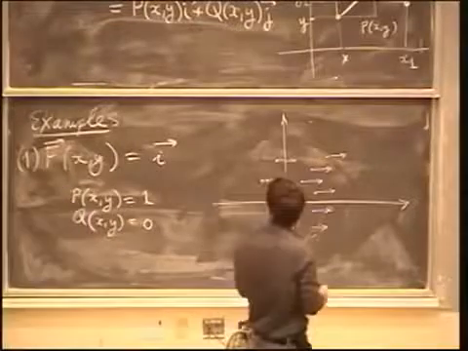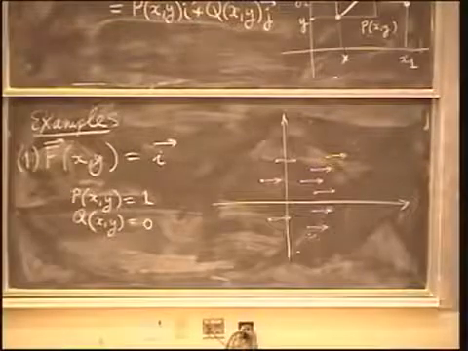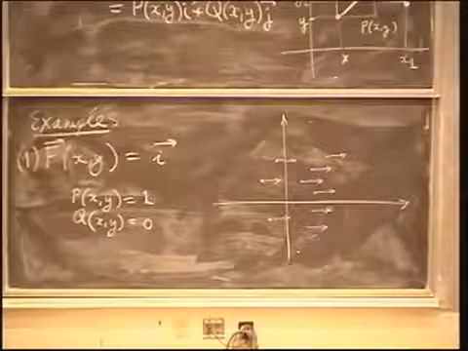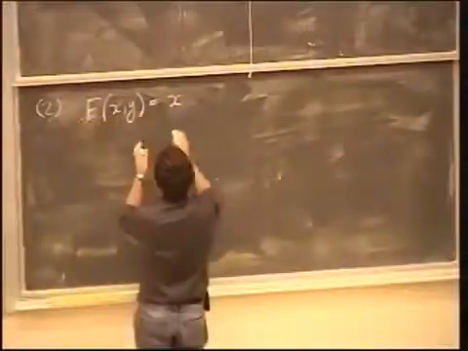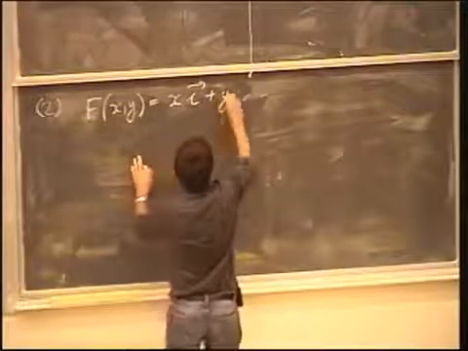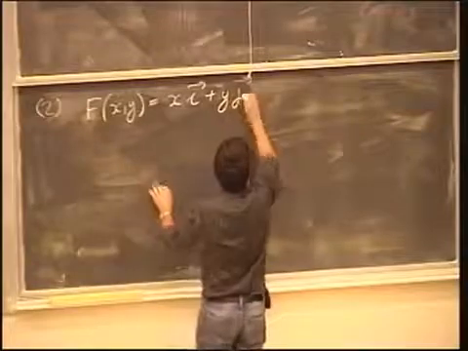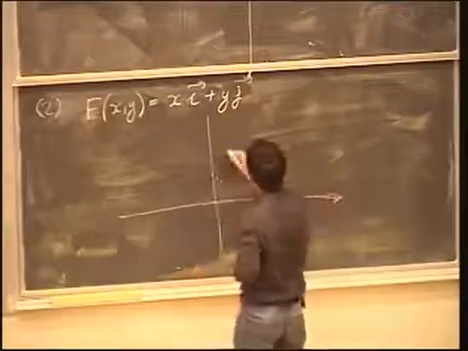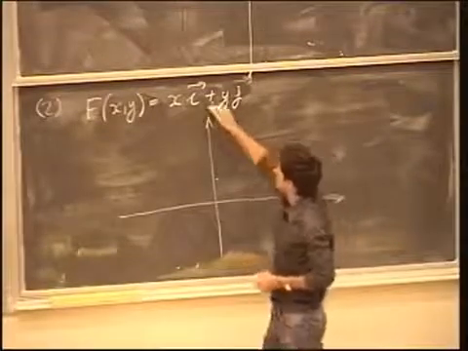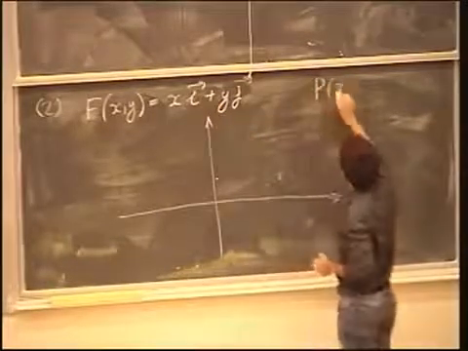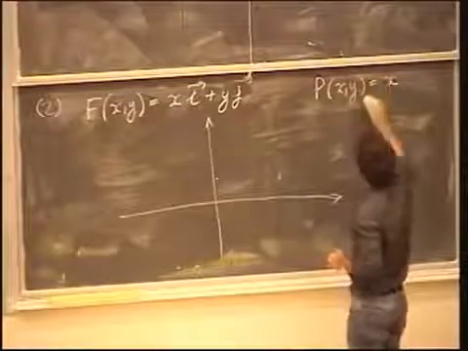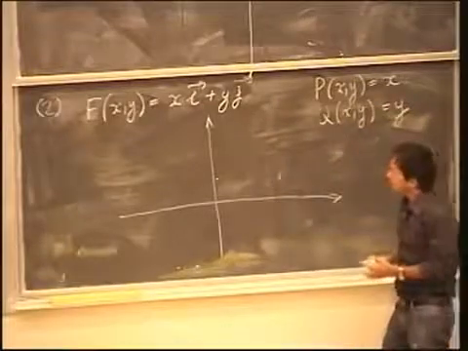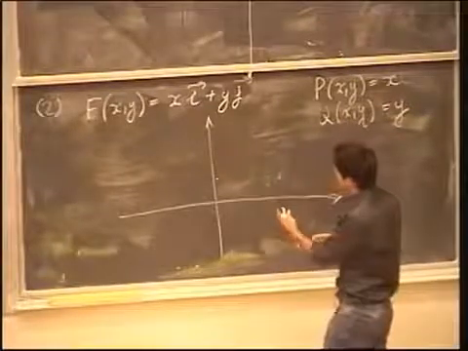So next example, let's say f of xy equals x times i. Let me use the y. xi plus yj. Okay, so this is slightly more interesting. This is certainly not a constant vector field, because now the function p of xy is not a constant function, but it is the function x, and q of xy is the function y, right? Let's see. So what does it look like?